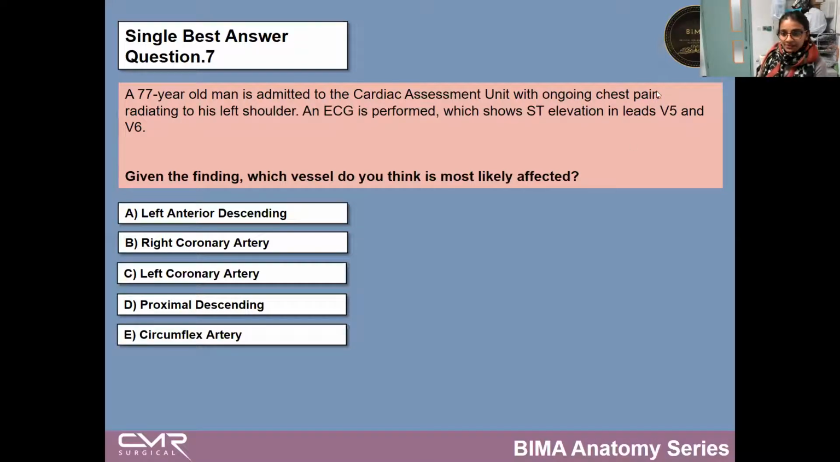So let's break it down. Leads V5 and V6, if you remember the placements of your ECG leads, are quite lateral. Has anybody answered? Oh, no, not yet. Yeah, so leads V5 and V6 are on your lateral chest wall. And if you think about the artery supplying the lateral part of the heart on the left-hand side, do we remember? Does anybody remember? Yes, Pragnya, exactly.